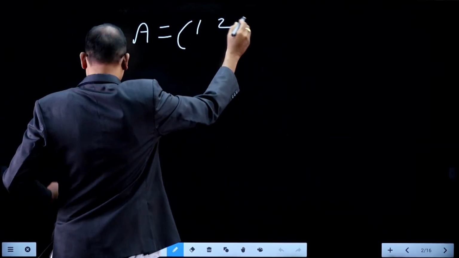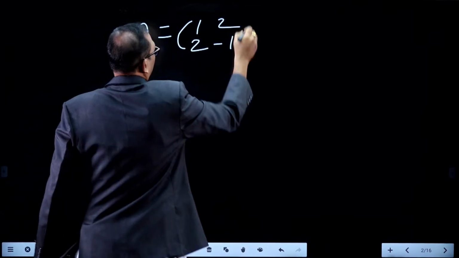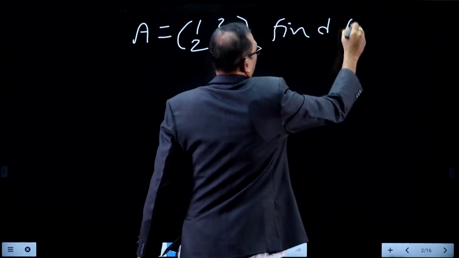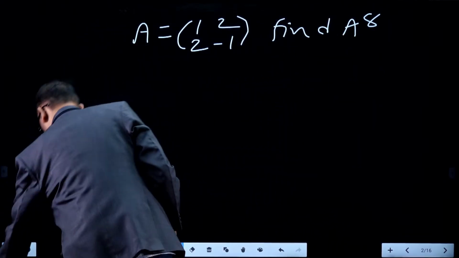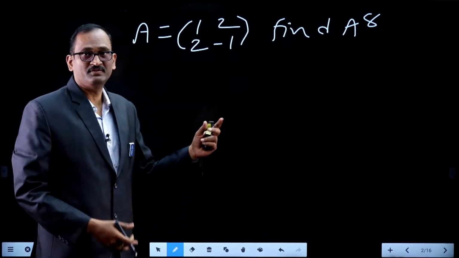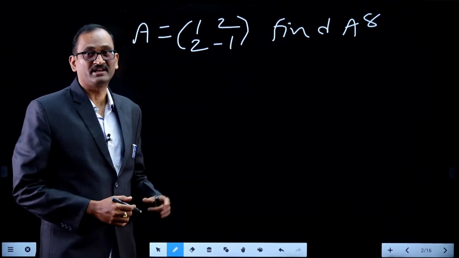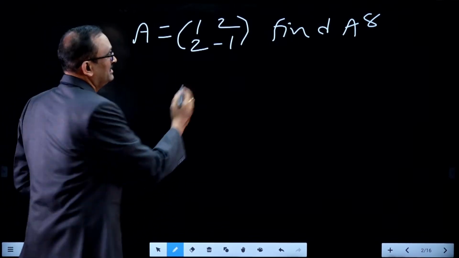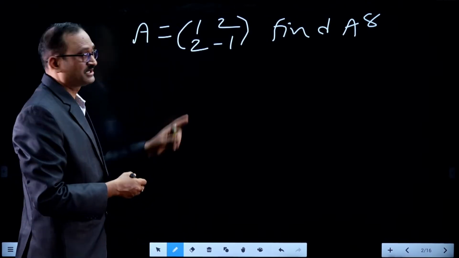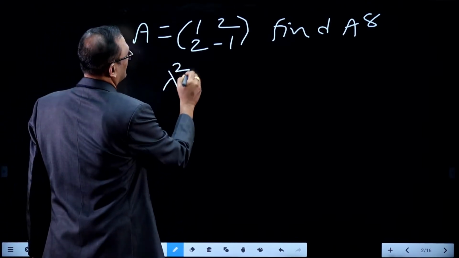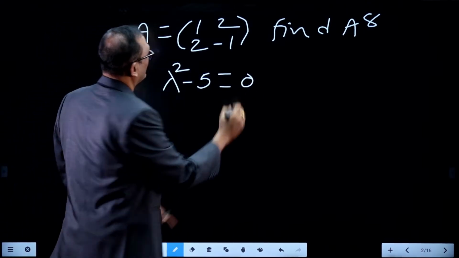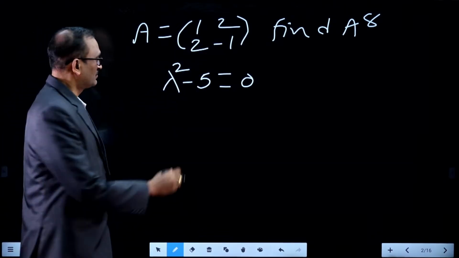Suppose A equal to [1 2; 2 -1]. Find A to the power of 8. So we were given A and we were asked to find A to the power of 8 in terms of the matrix only. If I write the characteristic equation from this, you will get the characteristic equation as lambda square minus 5 equal to 0.